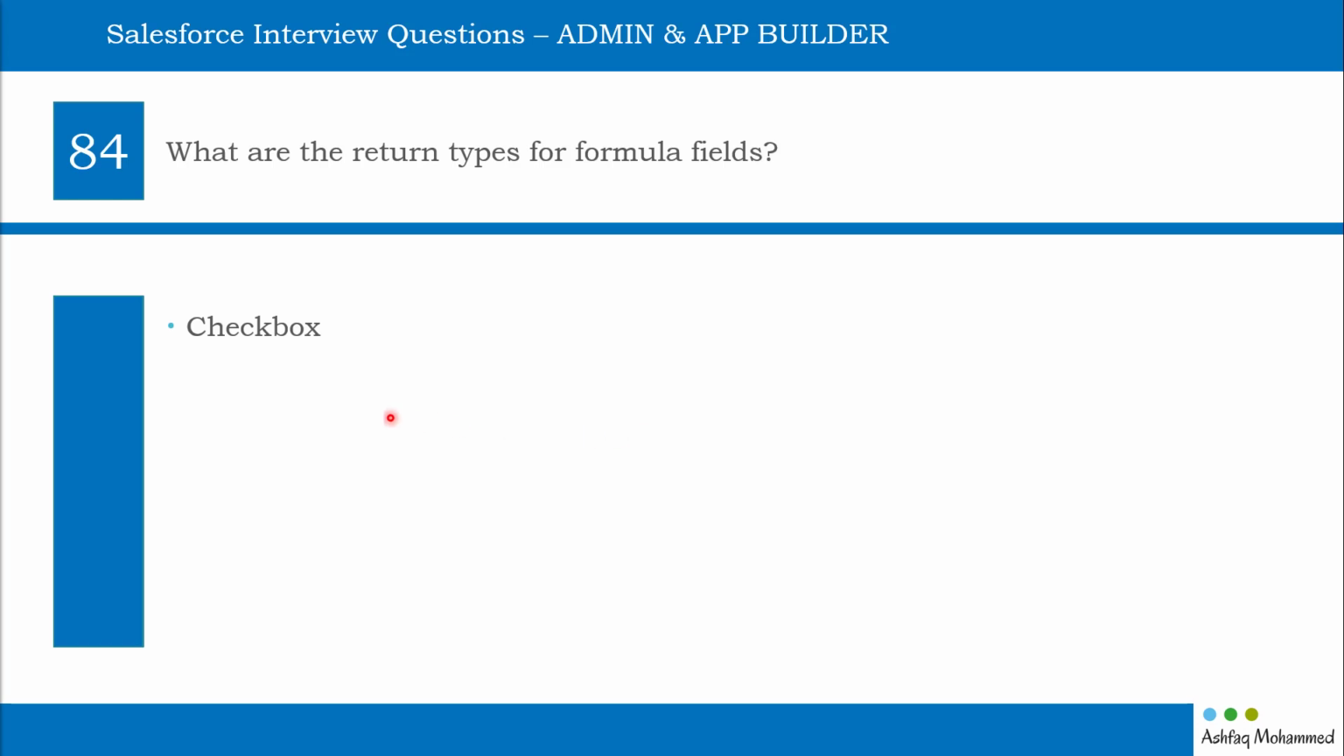We can have multiple return types, but the first one is checkbox, like true or false, which can be a return type of a formula. Currency can also be a return type of a formula.